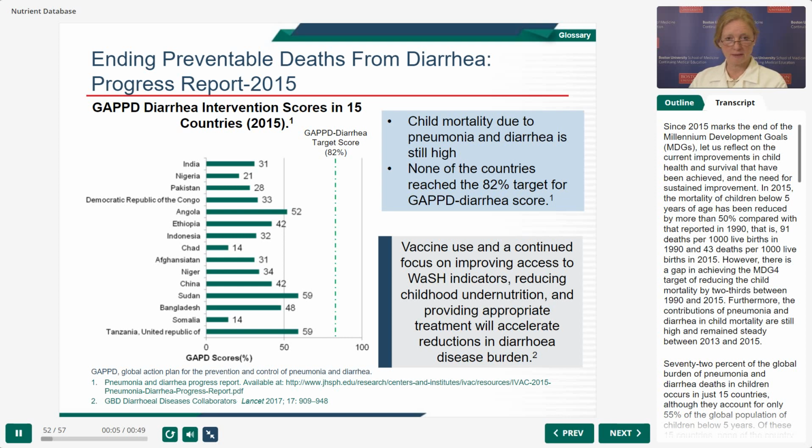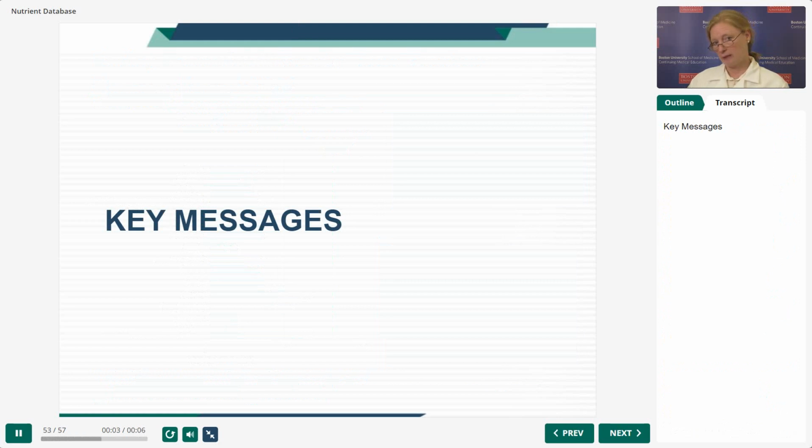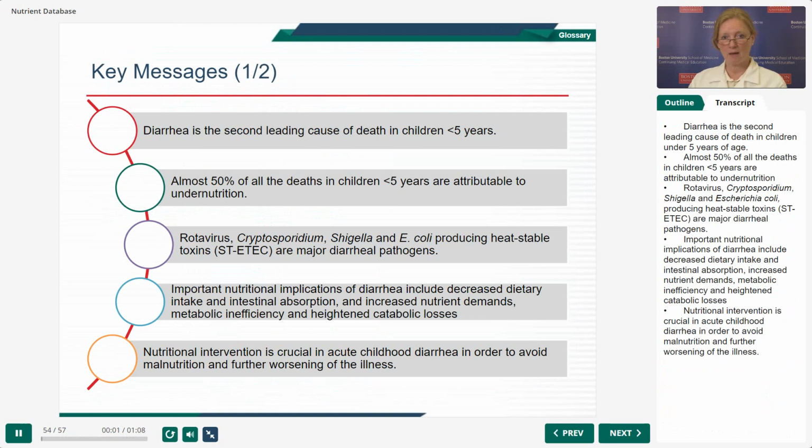Now, in terms of studies that were done by the GAPPD, they provided a report to us in 2015 on preventable deaths from diarrhea. And this is a little bit grim at this time. We realize that there is still large mortality due to not only diarrhea, but also pneumonia. And none of the countries that are reported in this slide have been able to reach the 82% target for the diarrhea score that this group recommended. So it's clear that there is an urgent need to scale up the treatment measures for diarrhea and try to arrive at this goal.